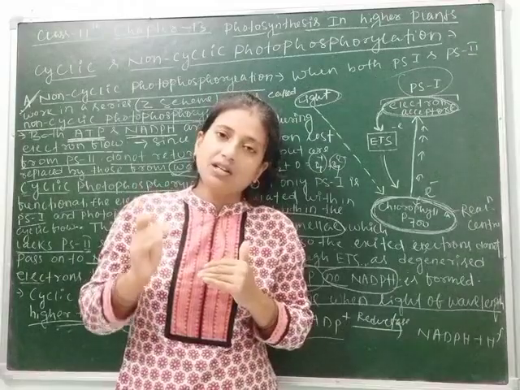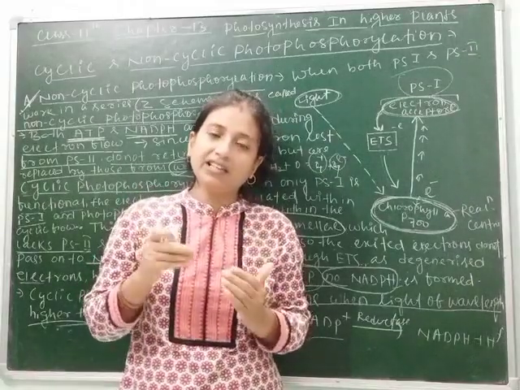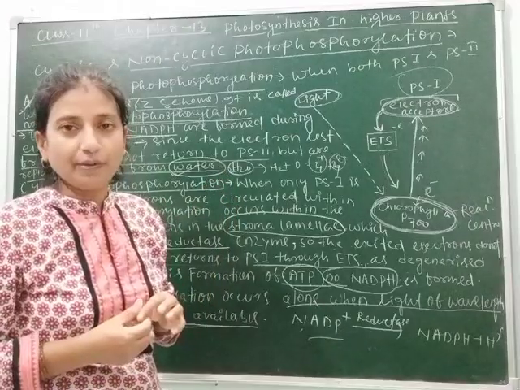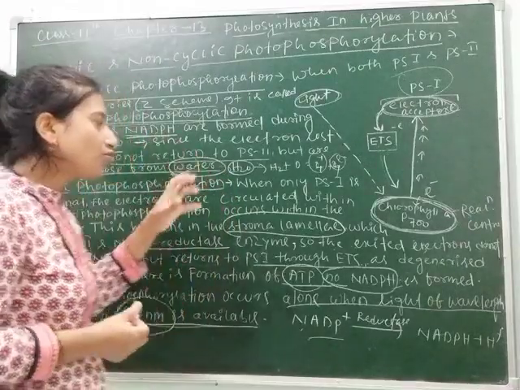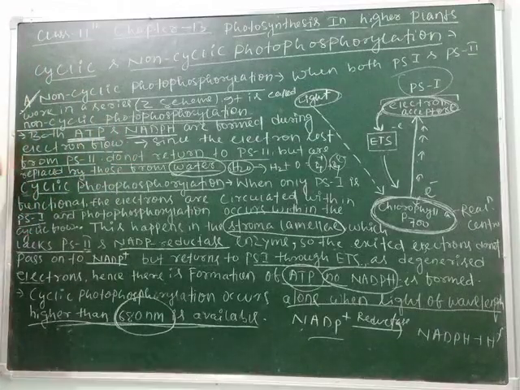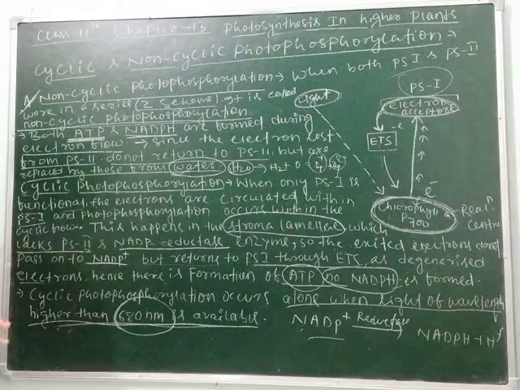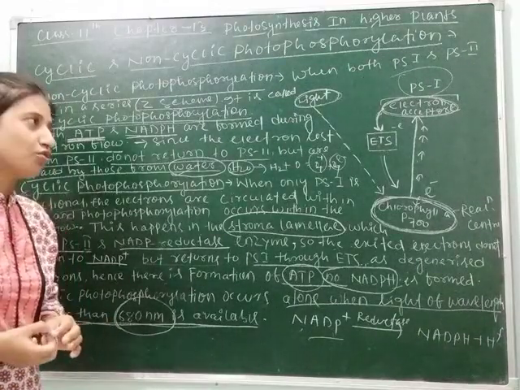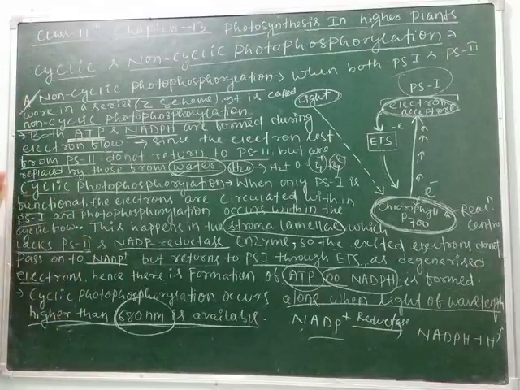You have to understand it clearly. I think you should understand this, and you should follow your NCERT book, and also learn the points which are written on the blackboard. You can take a screenshot and use the points while reading your NCERT book. If you have any doubts, then you can ask me. So students, for today this is all about cyclic and non-cyclic photophosphorylation.